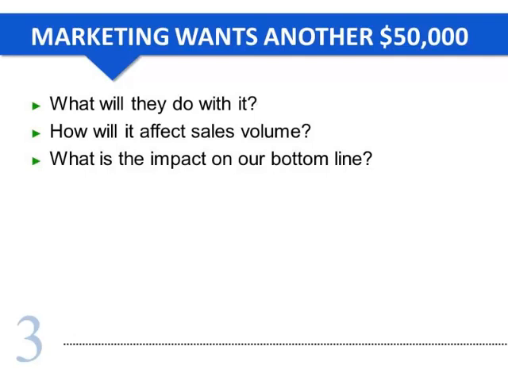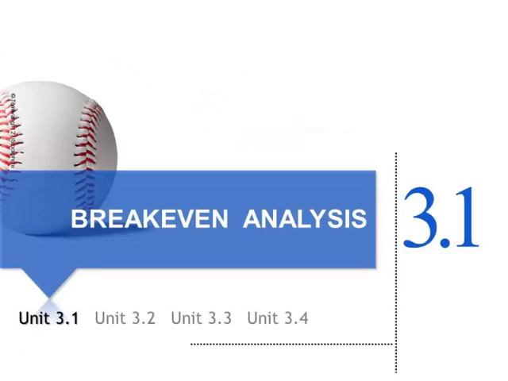What will happen to sales volume if Universal implements these changes? What effect will the changes have on the company's operating income? These are questions that managerial accounting information can help answer. In Unit 3.1, you will learn how to perform break-even analysis. Break-even analysis is one tool managers can use to evaluate business opportunities.